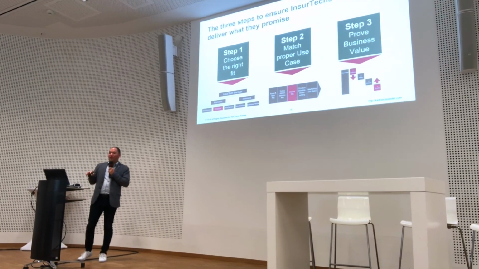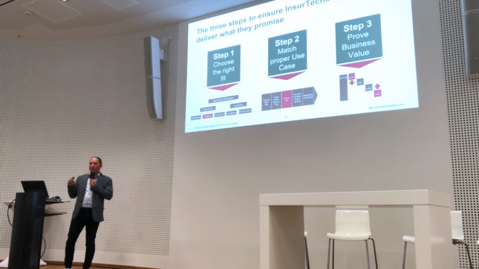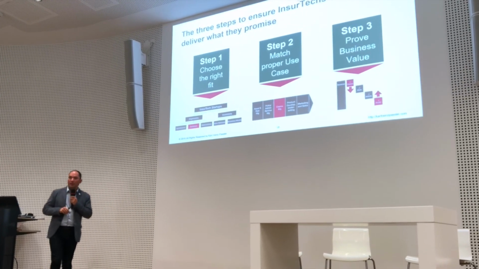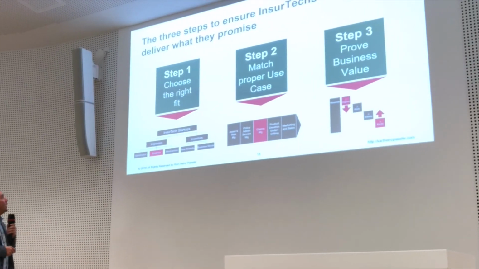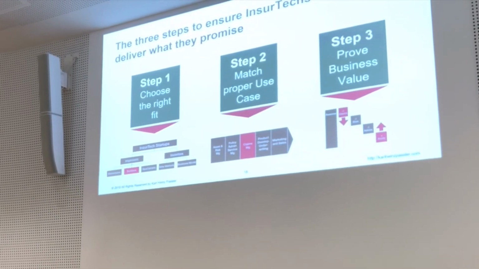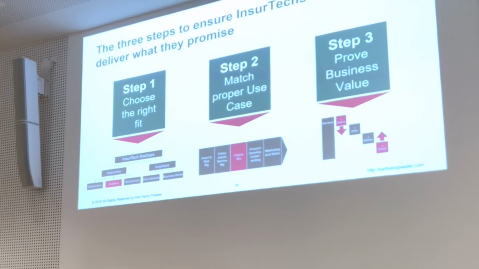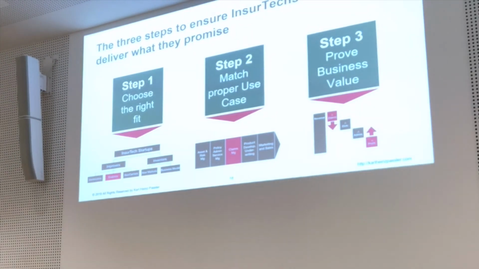So these are the 3 steps to ensure Insurtech startups deliver what they promise. And in this context, how to separate the wheat from the chaff. We had step number 1, you should choose the right startup to work with, the right fit. Step number 2, you take the idea of this startup as a skill, you match it to an activity inside of your value chain, and try to create a use case. It's a process, it's a description of a process that creates additional value for your company.